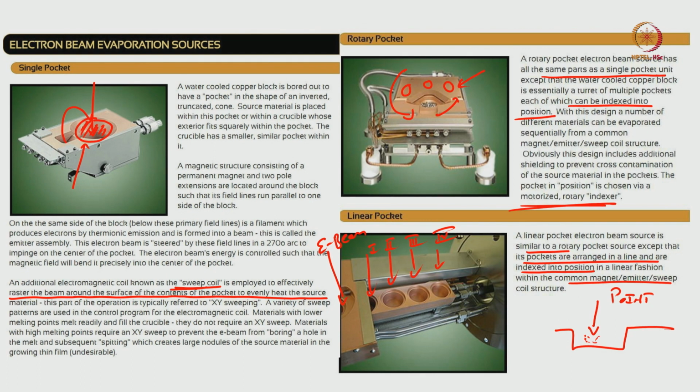So, these are the electron beam evaporation sources, as you can see in this particular slide. We will stop here. In the next class, we will talk about another PVD technique, which we call sputtering. So, thermal evaporation, E-beam evaporation, and the third one is sputtering.